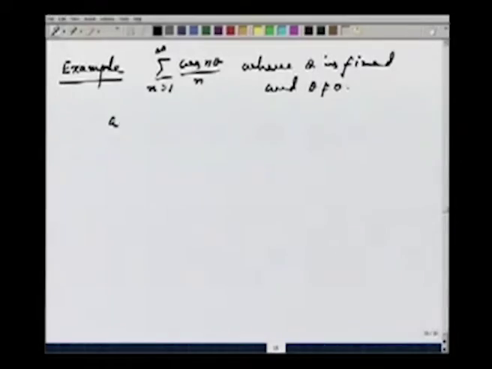So I put An equal to cosine n theta and Bn equals 1 by n. Now Bn's are decreasing and decreasing to 0, that is clear. So this is decreasing and Bn goes to 0.